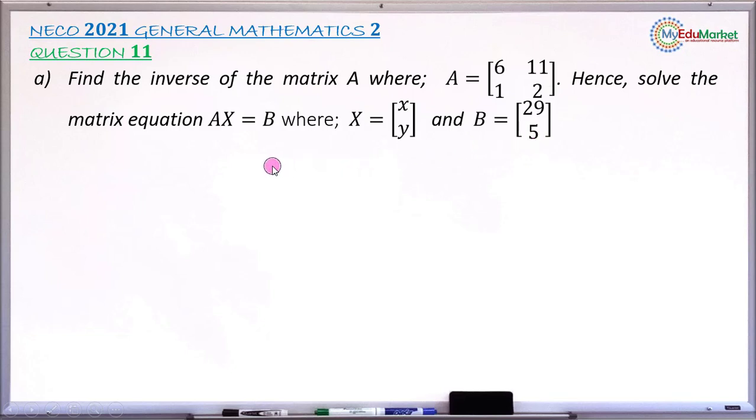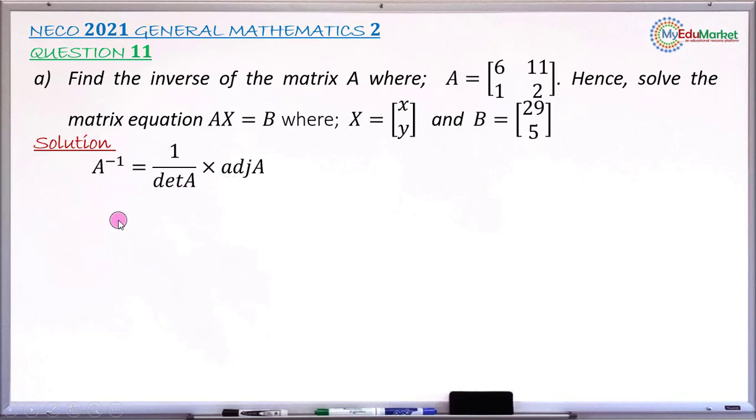So let's attempt to answer this question to get a solution to the problem, starting with the very first part that asks to find the inverse of this matrix. The inverse of a matrix is given by the formula A inverse equals 1 over det A multiplied by adj A, where det A refers to the determinant of matrix A and adj A refers to the adjoint of that matrix A. So I'll now find det A and adj A, and then substitute in this formula to find the inverse.